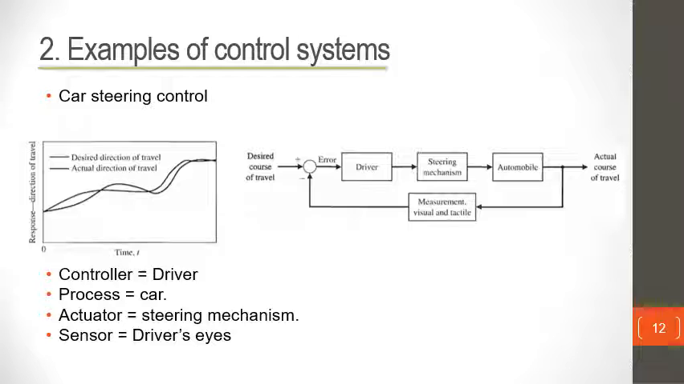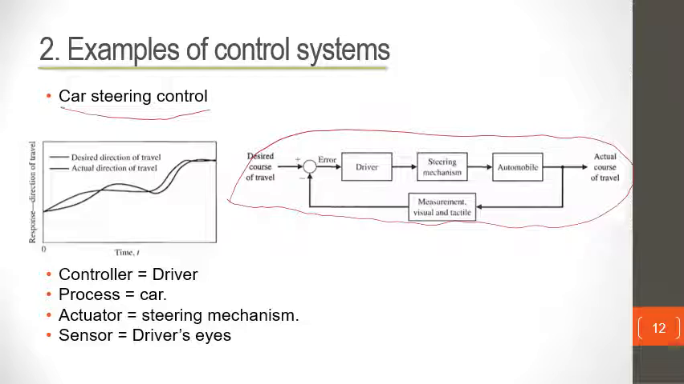Now, if you look at that type of car steering control system, we can then draw a block diagram that this is in fact a type of closed loop control system. In this case, the controller would be the driver. The process that's being controlled is the car itself. The actuator would be the steering mechanism.